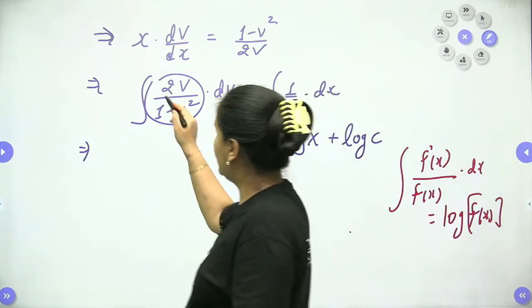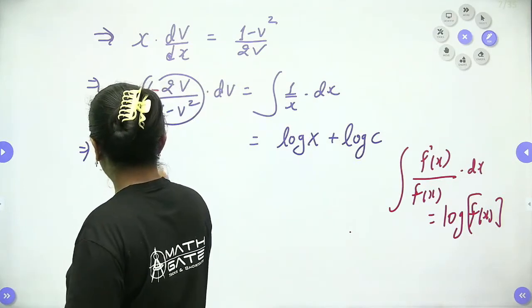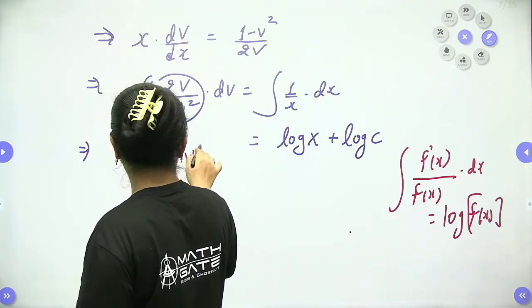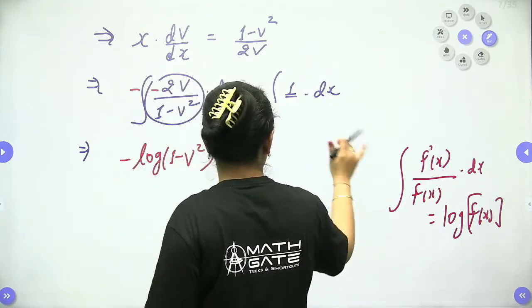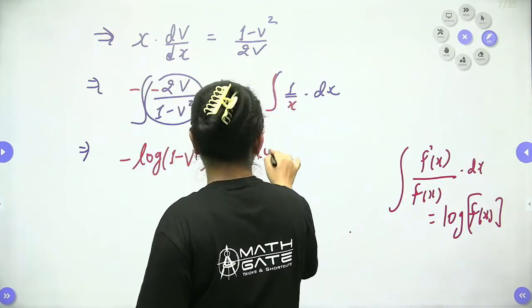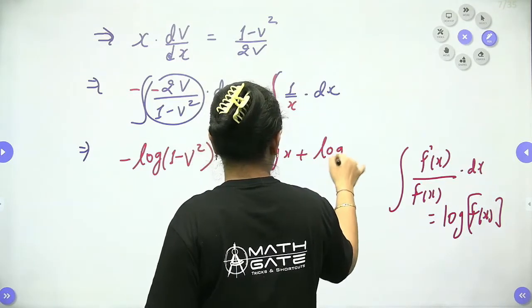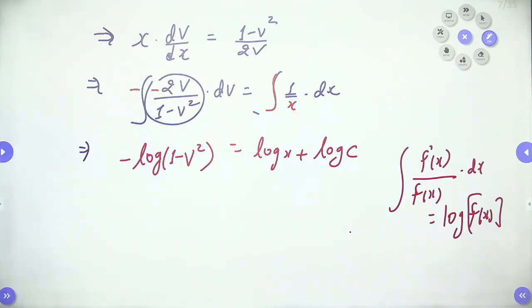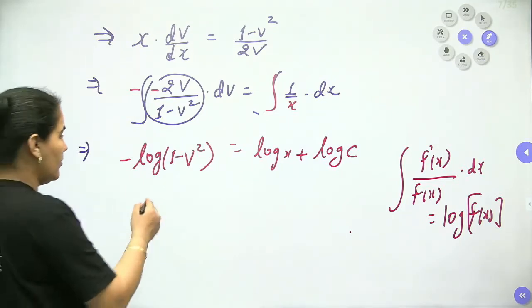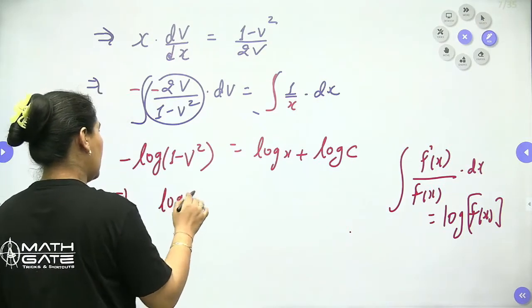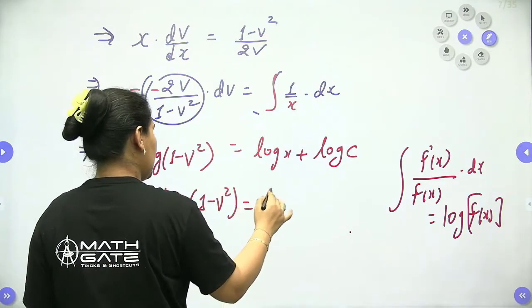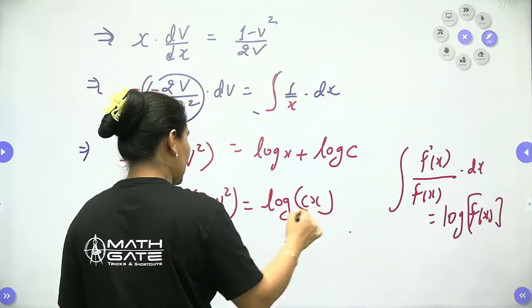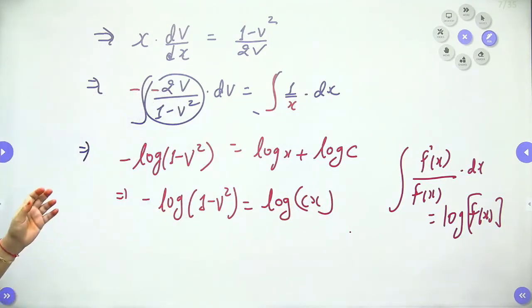So here the only difference is the negative term, so we can approach it as minus log of 1 minus v square, which equals log of x plus log of c directly. Yes, okay. Now we can approach according to the requirement of the option. Here we don't have options, so we can directly approach, dear students. So what will we write down? It is nothing but log of 1 minus v square equals log of cx. Yes, exactly, it comes with the negative sign, dear students.